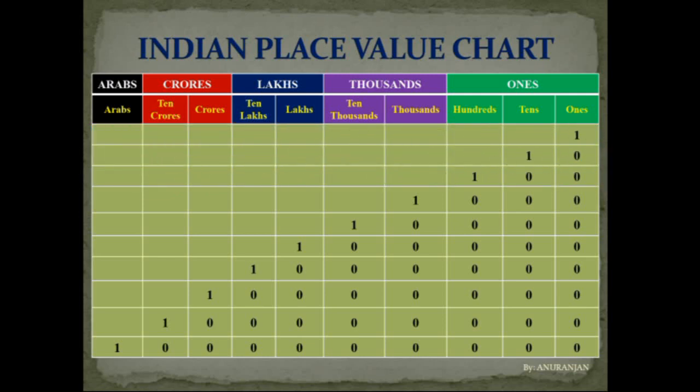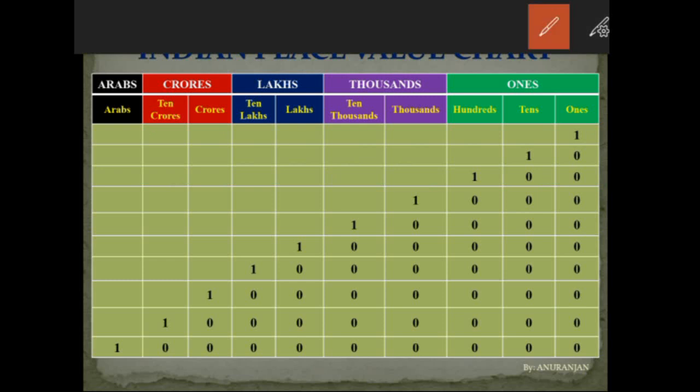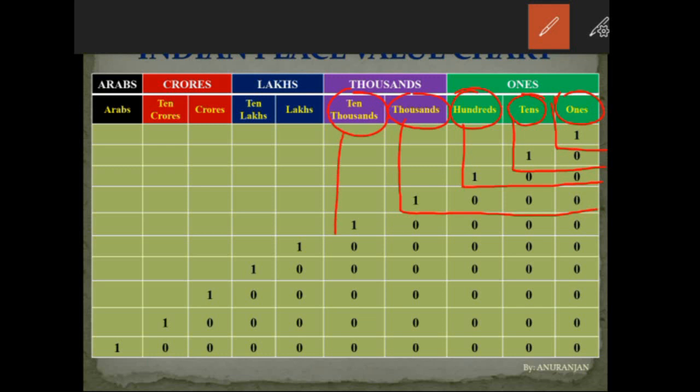Here you can see in the ones place we have only 1, and when we move on to the tens place we have 10. When we move on to the hundreds place, we have 100. When we move to the thousands place, we have 1000. When we move to the 10,000 place, we have 10,000. When we move to the lakh place, we have 10 lakhs, and so on.